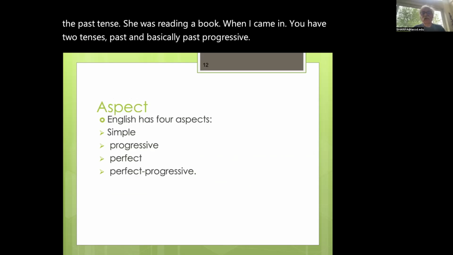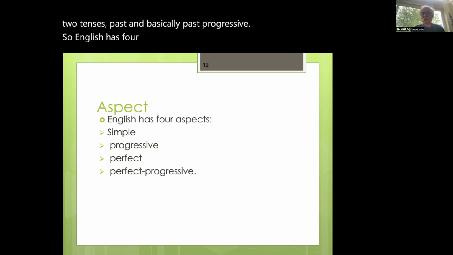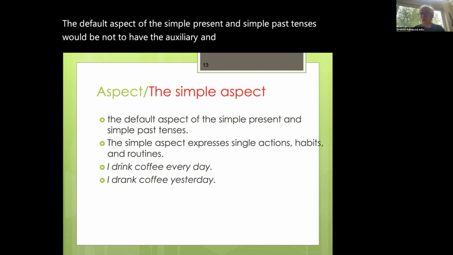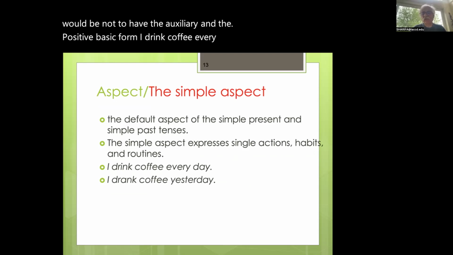So English has four aspects, so to speak. We have simple, progressive, perfect, and perfect progressive. The default aspect of the simple present and simple past tenses would be not to have the auxiliary in the positive basic form. I drink coffee every day. That is an example. But the auxiliary is there.